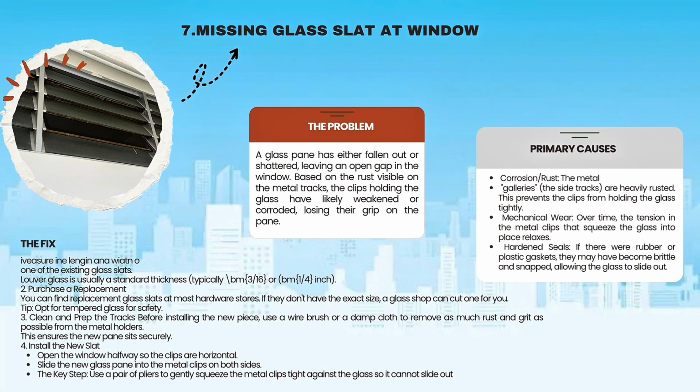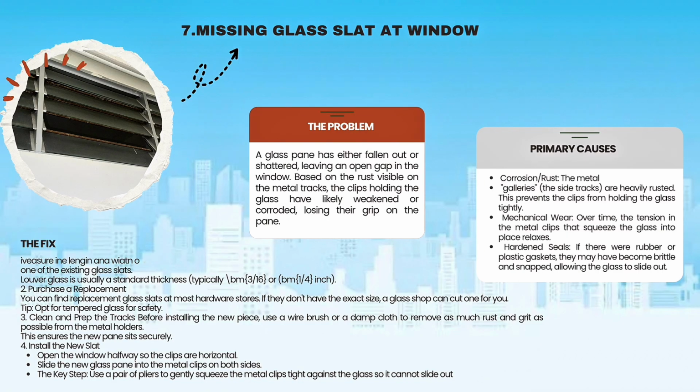Okay, 7. Missing glass, a window. The problem is a glass pane has either fallen out or shattered, leaving an open gap in the window. Based on the rust visible on the metal tracks, the clips holding the glass have likely weakened or become loose, losing their grip on the pane. The primary cause is corrosion, rust on the metal gallery and side tracks, and mechanical wear. Over time, the tension in the metal clips that squeeze the glass into place relaxes.